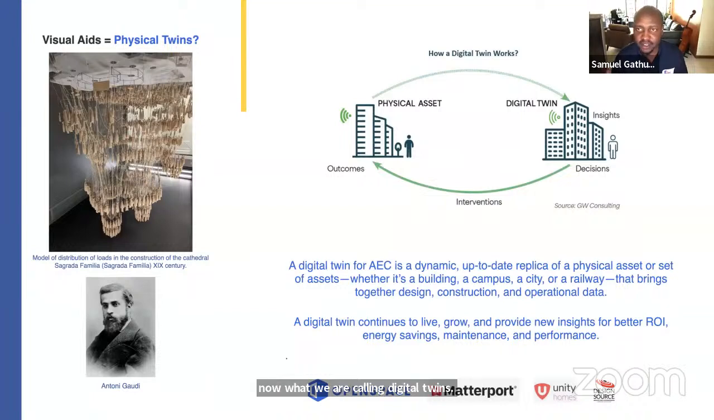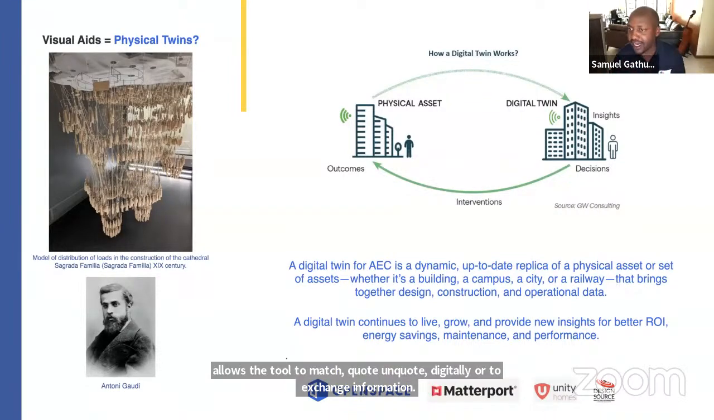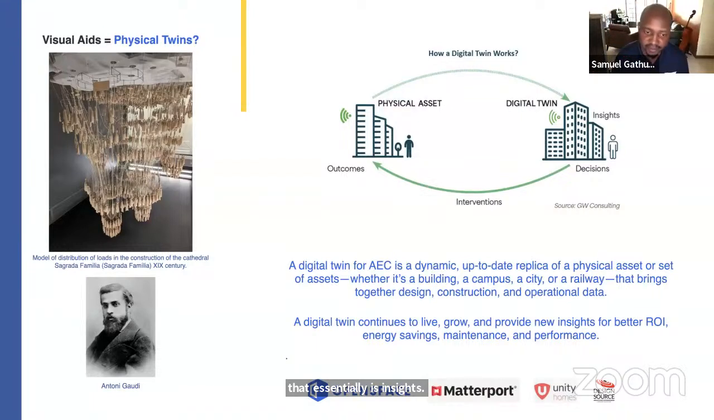What you're seeing there, just at the top, is a very high level pictorial representation of what a digital twin or a digital asset is. So we have a physical asset, and then we have a digital version of that physical asset. And the marker there that looks like a Wi-Fi is the connectivity between the digital twin and the physical asset, which allows the two to merge, quote unquote, digitally, or to exchange information, that essentially is insights, and allows for decisions and interventions.